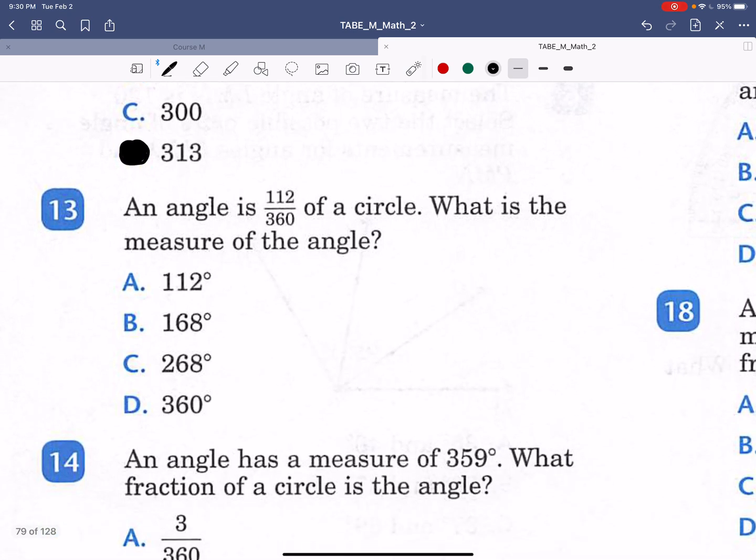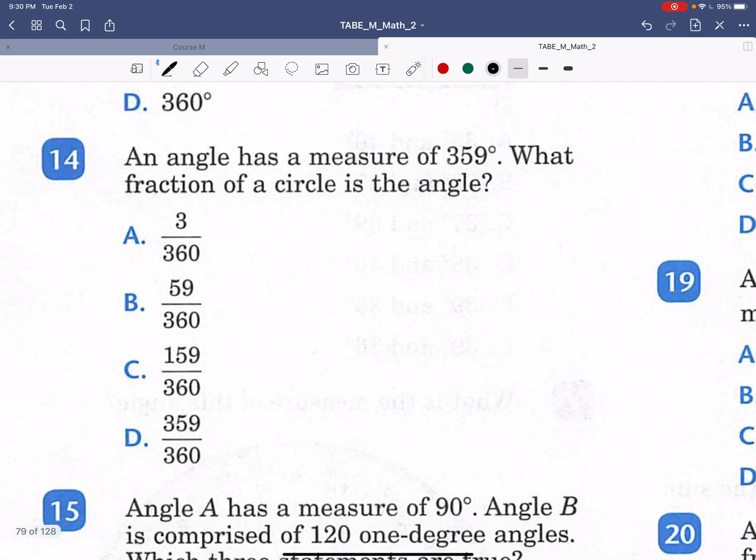An angle is 112 degrees of a circle. What is the measure of the angle? Well, if it's 112 out of 360, that is 112 degrees. An angle has a measure of 359 degrees. What fraction of a circle is the angle? So you make a fraction of a circle, and you use your angle for the numerator. It's almost a full circle. It's 1 degree short of being a full circle. So number 14 is D.